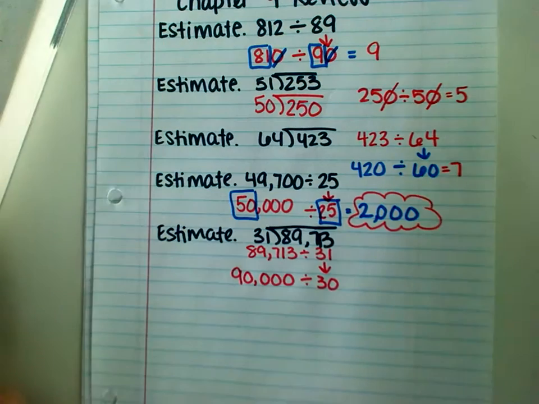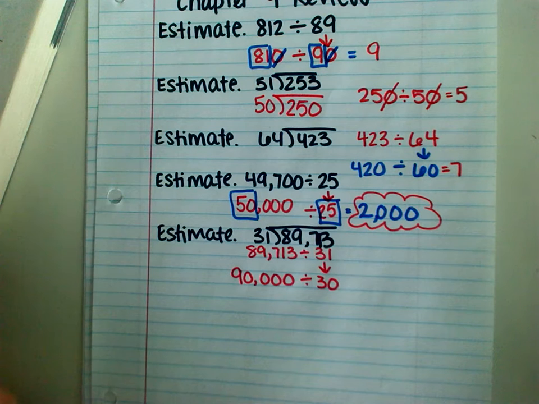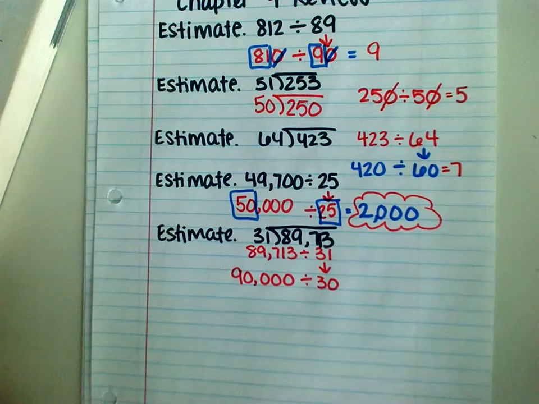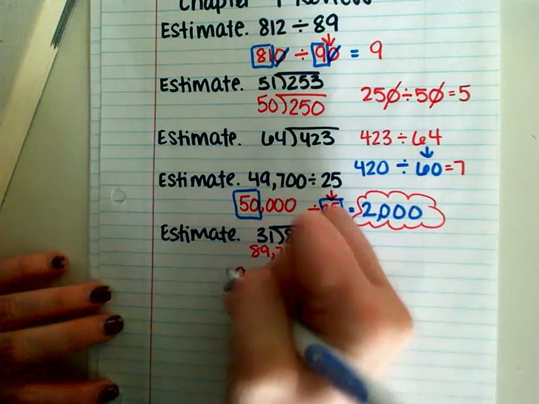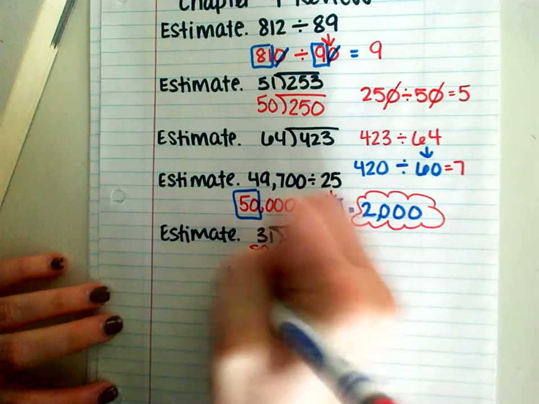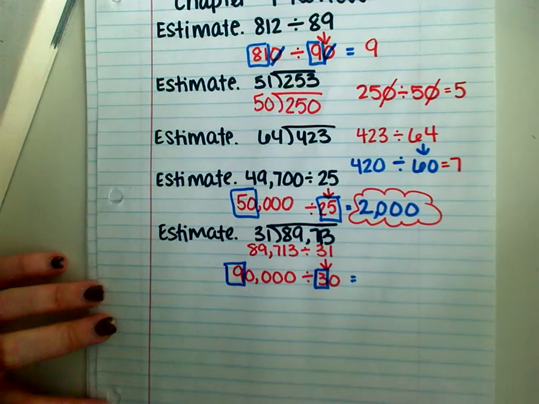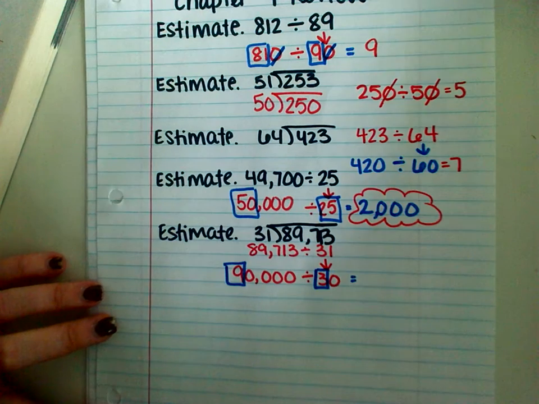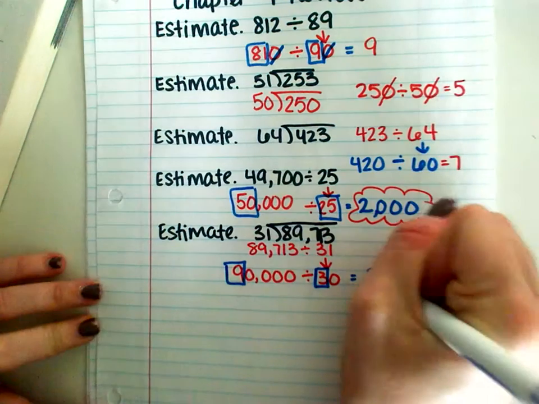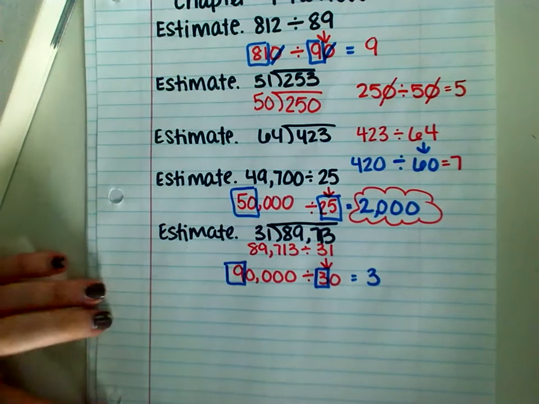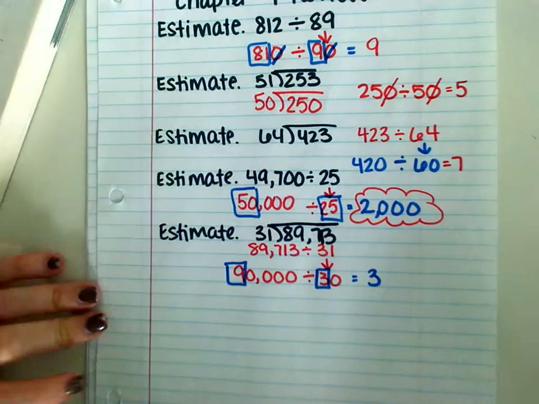What are you choosing for your basic fact here? What's your basic fact? You could go a couple ways. What are you choosing? Taha? 9 and 3. So box your basic fact, 9 and 3. 9 divided by 3 is? Adam? 3? Good.